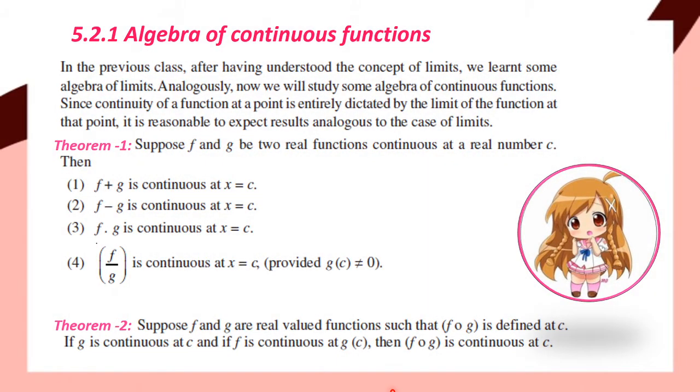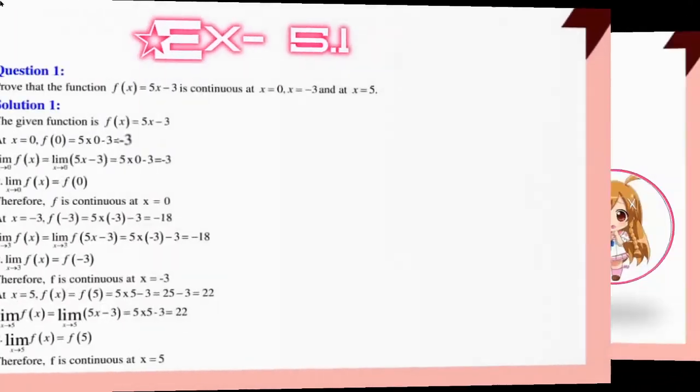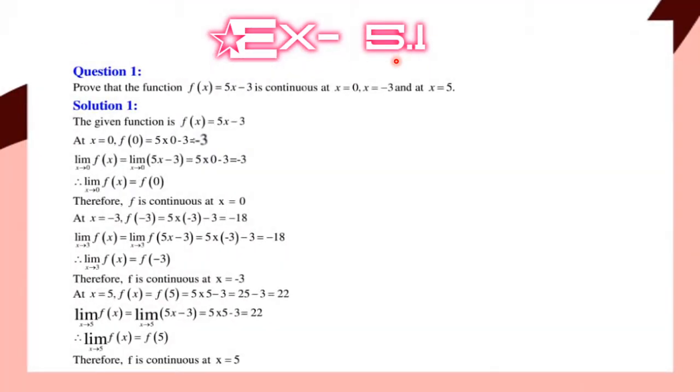Now algebra of continuous functions. First theorem says, as we just discussed, suppose f and g be two real functions continuous at a real number c. Then addition, subtraction, multiplication and division is also continuous at that same point. Theorem 2 says if f and g are real valued functions such that fog is defined at c, if g is continuous at c and if f is continuous at g(c), then fog is continuous at that same point c. Let's discuss few questions of 5.1.